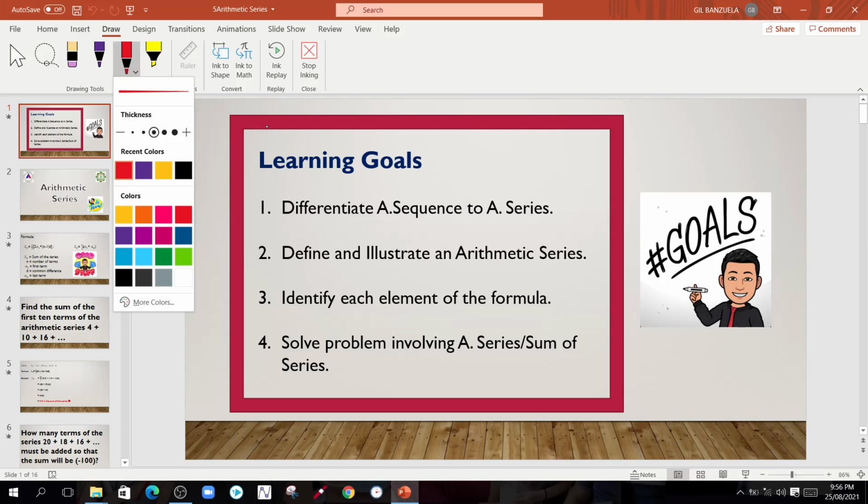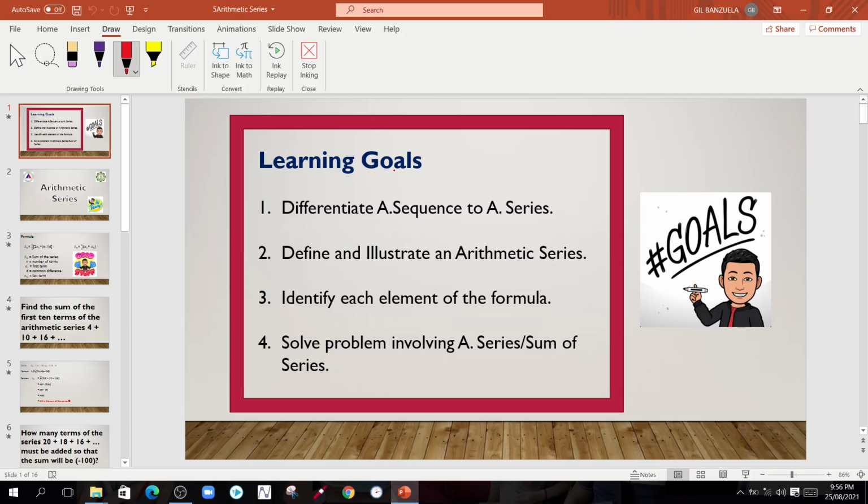Before we start, guys, let's discuss the learning goals of today's lesson. After this lesson, you can differentiate the arithmetic sequence from the arithmetic series. Number 2, you can define and illustrate an arithmetic series. Number 3, you can identify each element of the formula of the arithmetic series. And number 4, you can solve problems involving arithmetic series or the sum of the series.